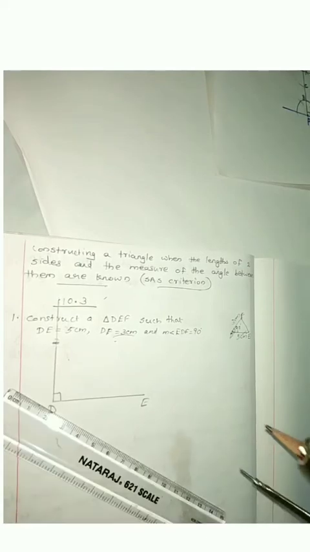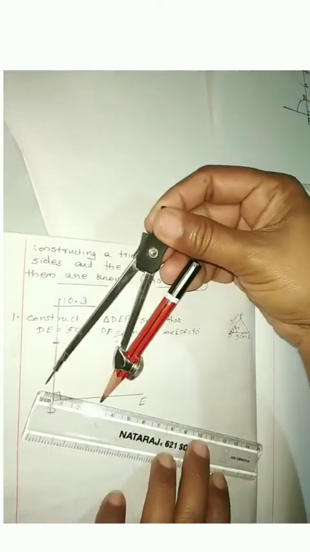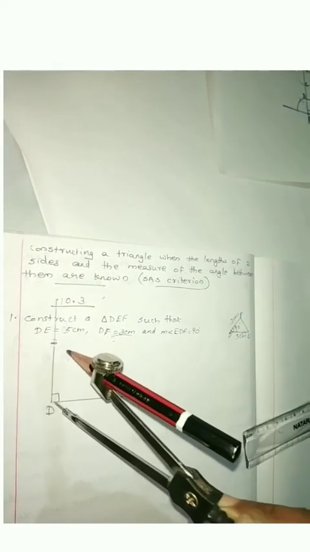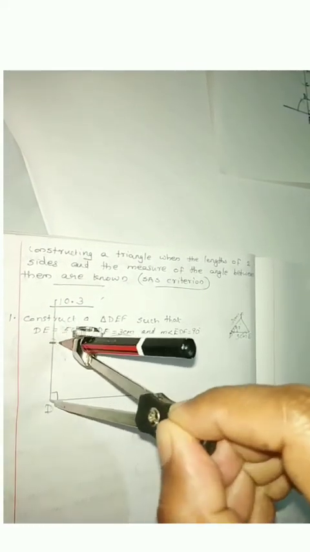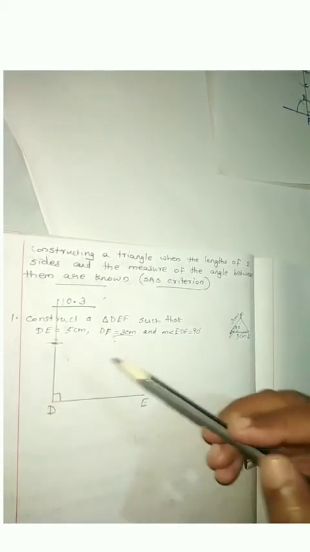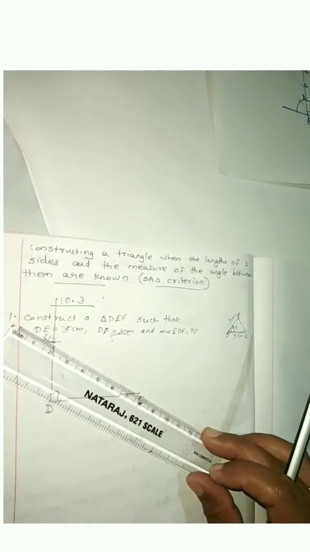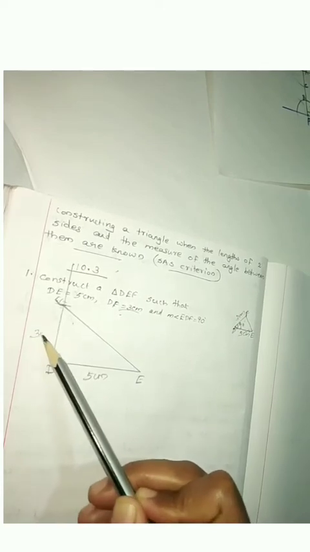Or one more way is there, that is take a 3 cm compass distance. Then keep the compass point on D and draw one arc to cut this first line. Then this joining point will be F. After that join F and E. We can use the scale. Now we have to write the measurements. This is equal to 5 cm, this is 90 degrees and this will be 3 cm.